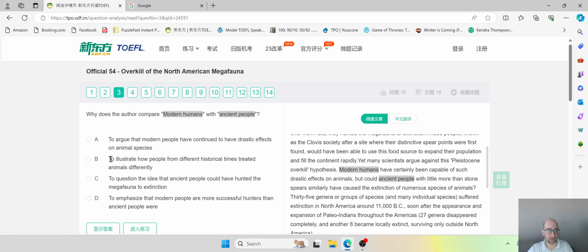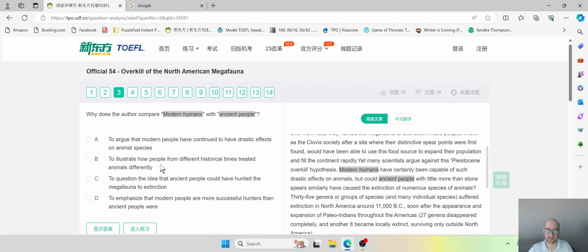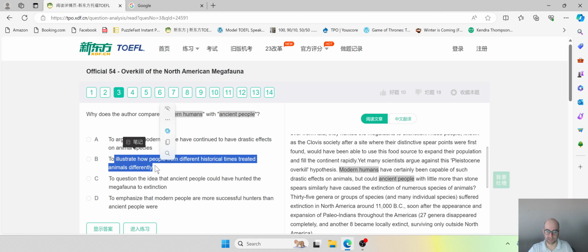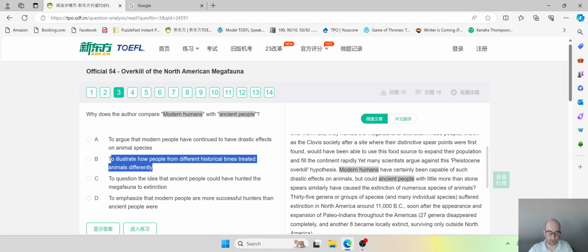Option B, to illustrate how people from different historical times treated animals differently. So this is not really logical here. It's not, at least it's not the point we're looking for, okay? It's not the takeaway. This is just having a wrong understanding of what this sentence is about and why the author has selected these highlighted phrases. So B is off the chart.